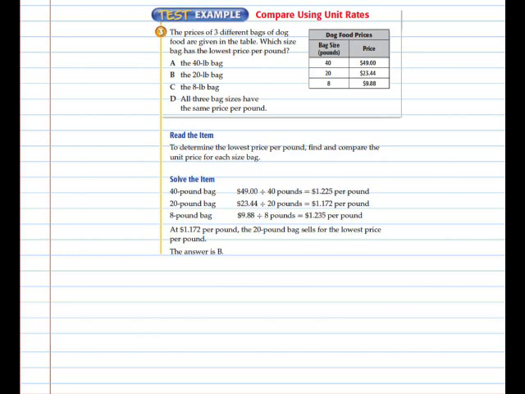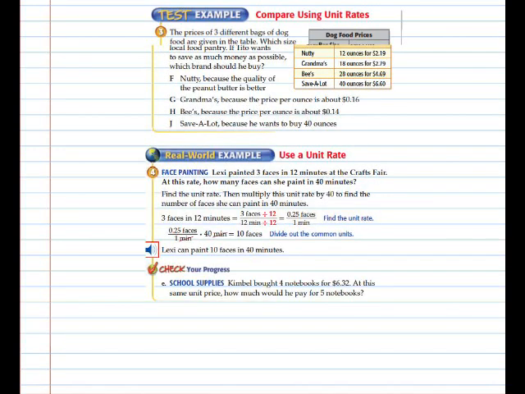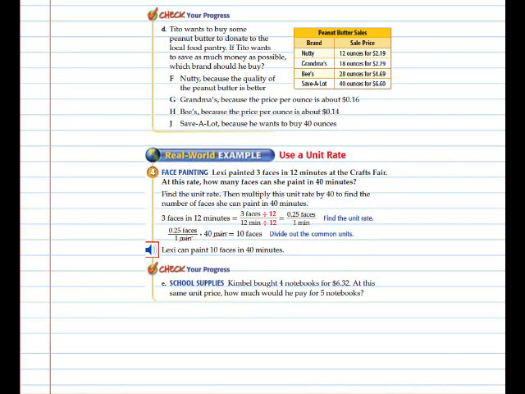Price of 3 different bags of dog food are given in the table. Which size bag has the lowest price per pound? Well, the 40-pound bag that sells for $49 works out to $1 and about 23 cents per pound. The 20-pound bag that sells for $23.44 works out to about $1.17 per pound. The 8-pound bag that sells for $9.88 works out to about $1.24 per pound. So at $1.17 per pound, in this example, the 20-pound bag is the better buy. So the answer up here is B.